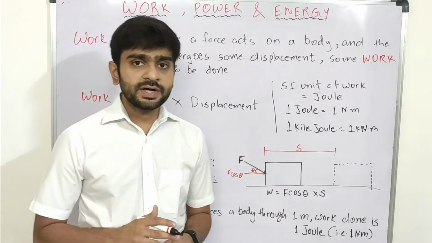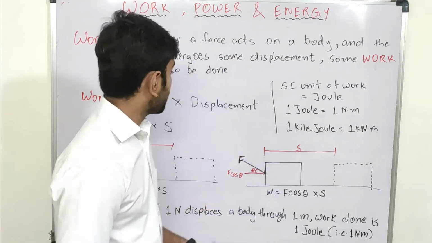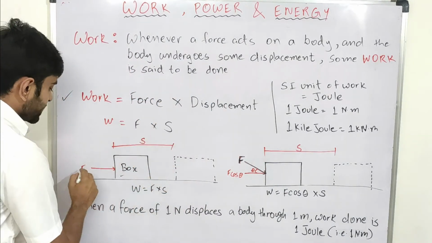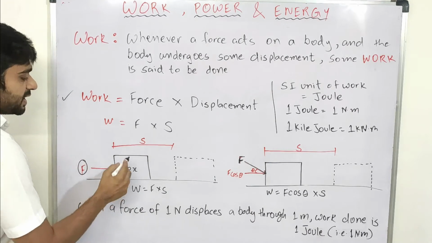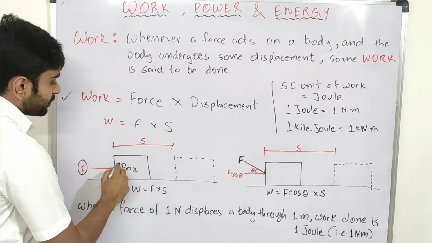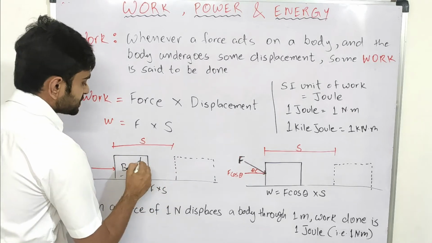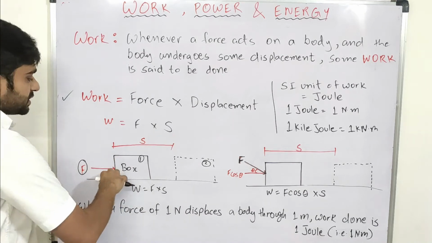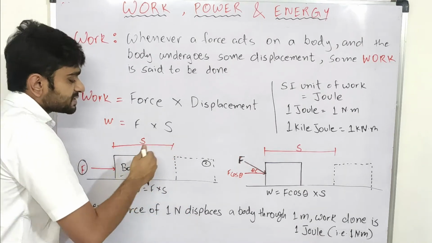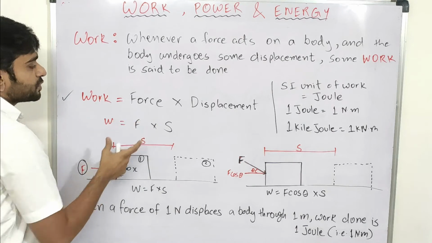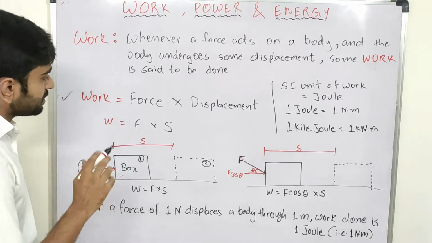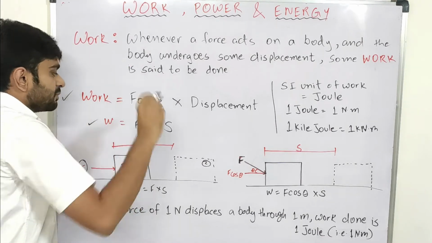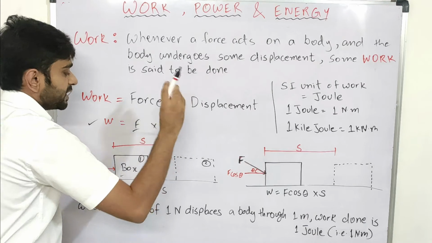Now in order to calculate what work is done on the box, we have the formula: work is equal to force into displacement. That is the force applied on the box and the displacement of the box from position 1 to position 2. Suppose this is our position 1 and this is our final position, position 2. So the change in the position is known as displacement. The product of both is known as work, or by multiplying force and displacement we get work. It is abbreviated by capital W is equal to F into S.